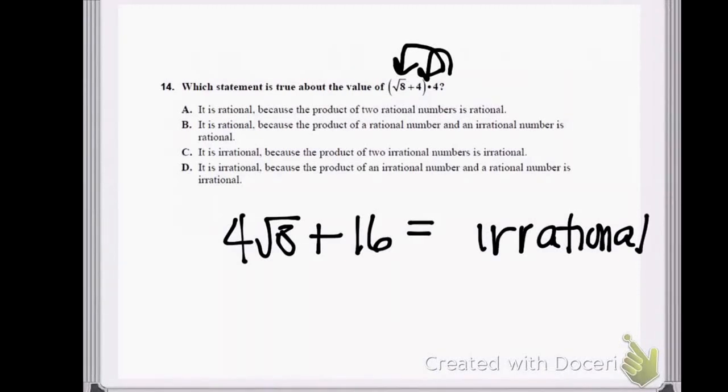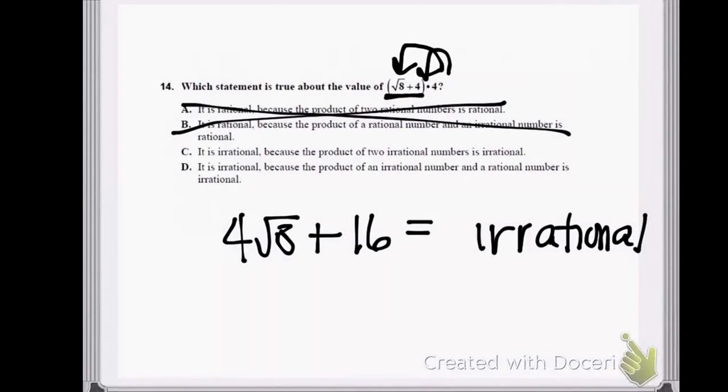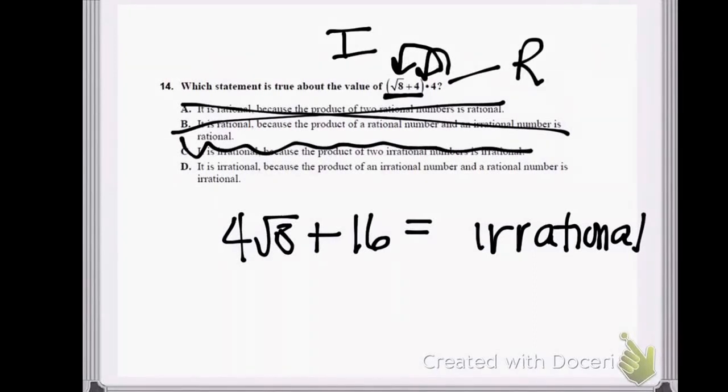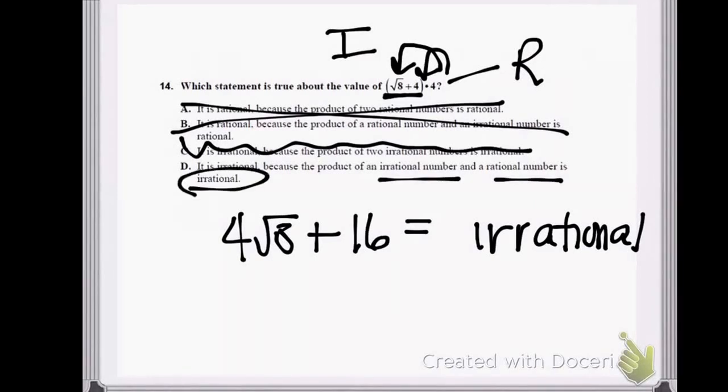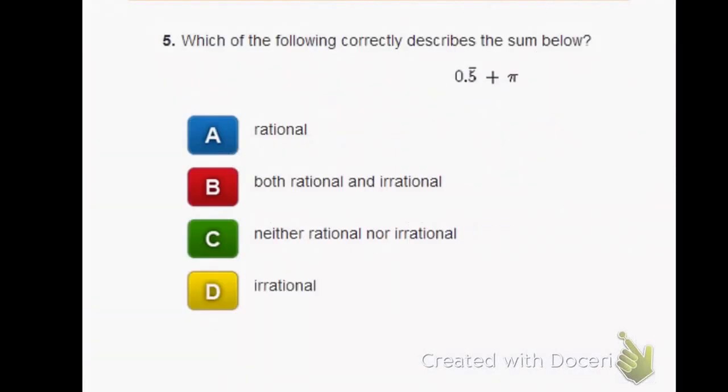So I know that my answer's got to be not A or not B. It says it's irrational because the product of two irrational numbers is irrational. So I would say square root of 8 plus 4 is an irrational number, but 4 is a rational number. So that would eliminate choice C. D says it is irrational because the product of an irrational number and a rational number is irrational. So I'm multiplying irrational times irrational. So there's my answer. You work this one.